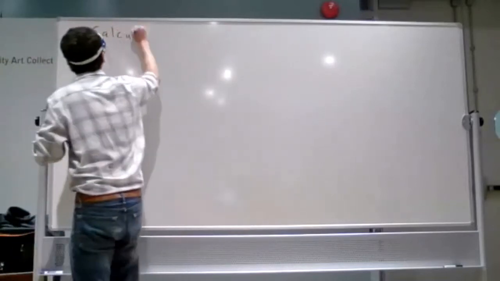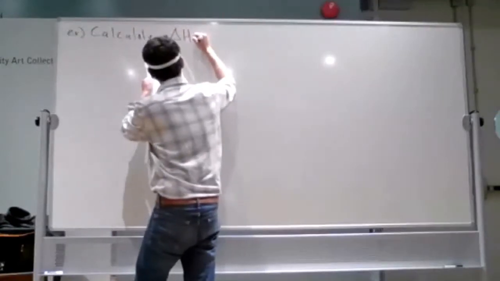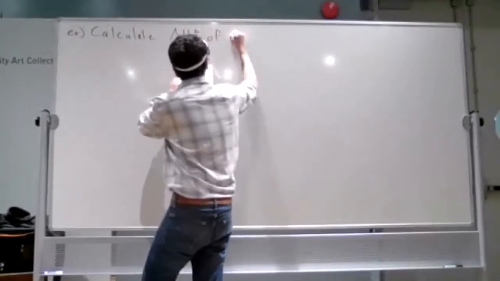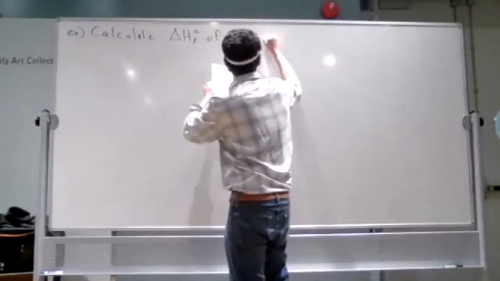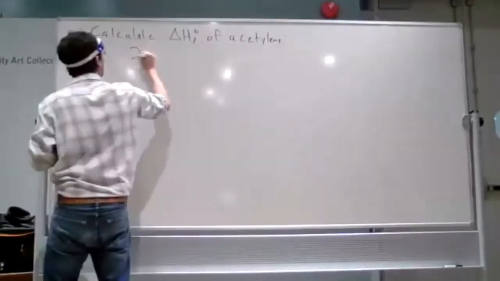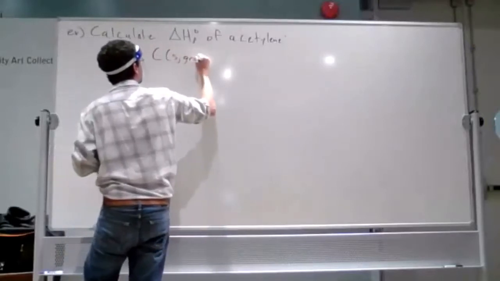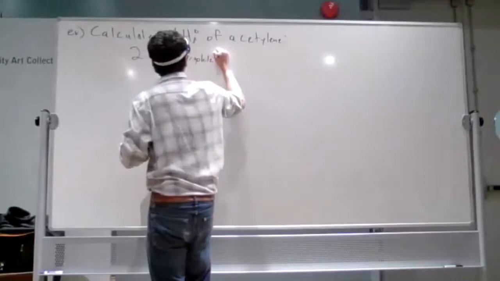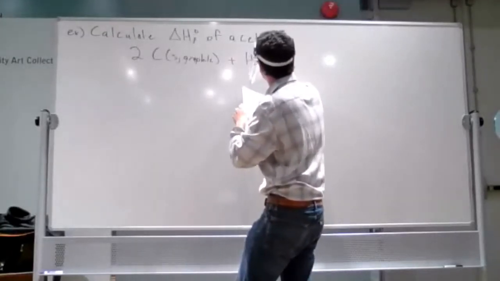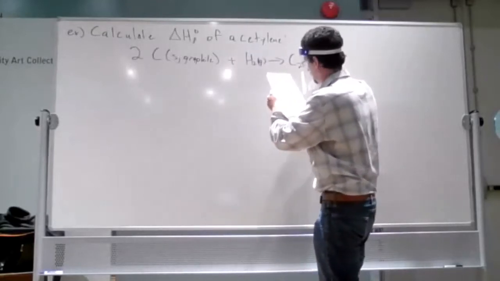Calculate delta H F naught of acetylene. We have 2 carbons, solid graphite, plus H2 gas gets us to C2H2 gas.